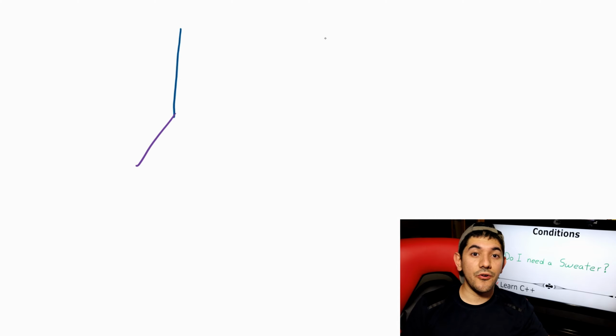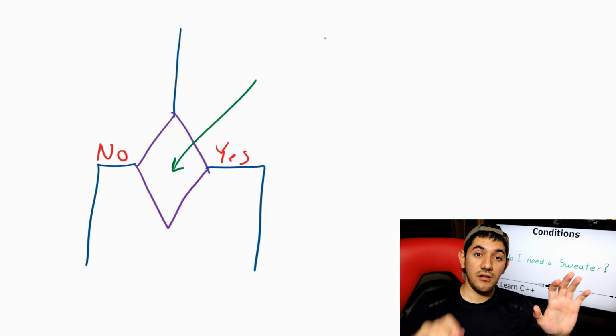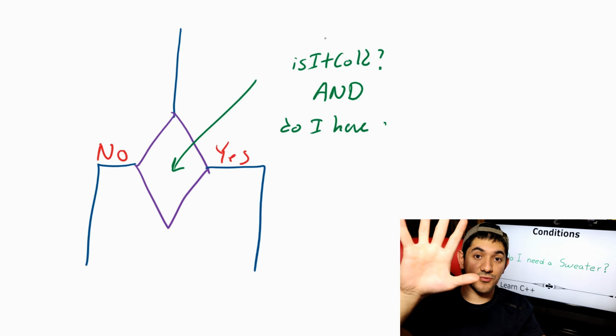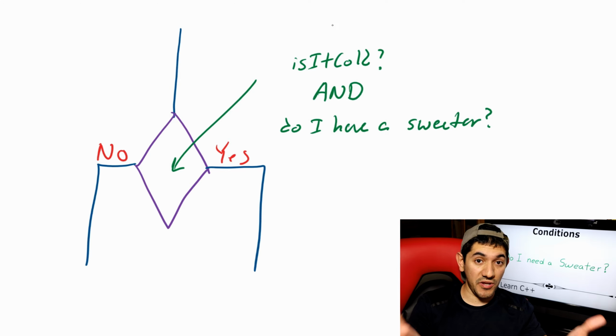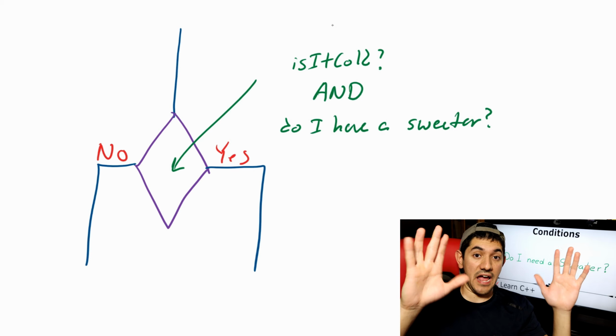In the next video, we're going to talk about conditional operators. To give you a little bit of a spoiler, I gave you 2 conditions, right? One condition was, is it cold? The other condition was, do I have a sweater? What if we wanted to combine both conditions? Because a lot of the times, when you're trying to make a decision, you have many conditions, right? So you could have both conditions.